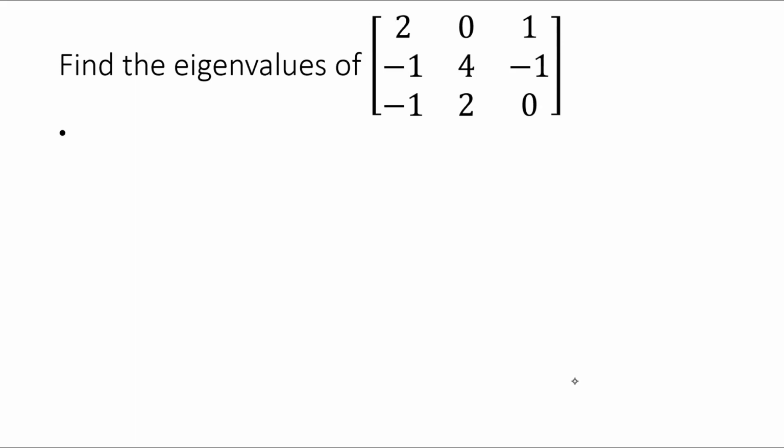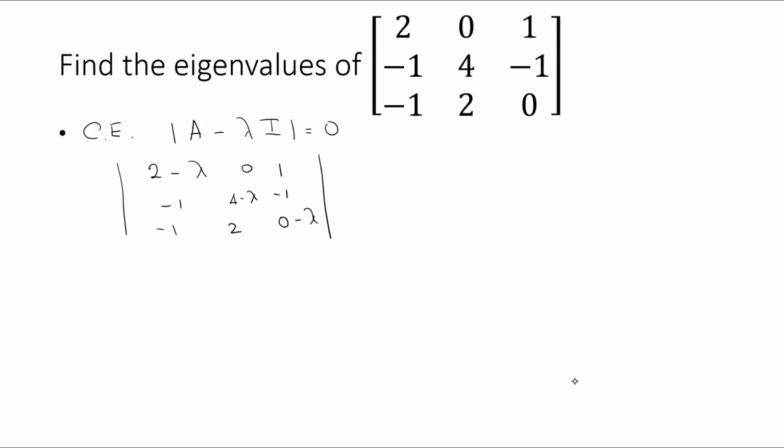So we've got this thing that we call the characteristic equation: the determinant of A minus lambda I has got to equal 0. So in this case, we can skip to doing it as 2 minus lambda, 0, 1, then -1, 4 minus lambda, -1, and then -1, 2, and 0 minus lambda. And that's got to equal 0.